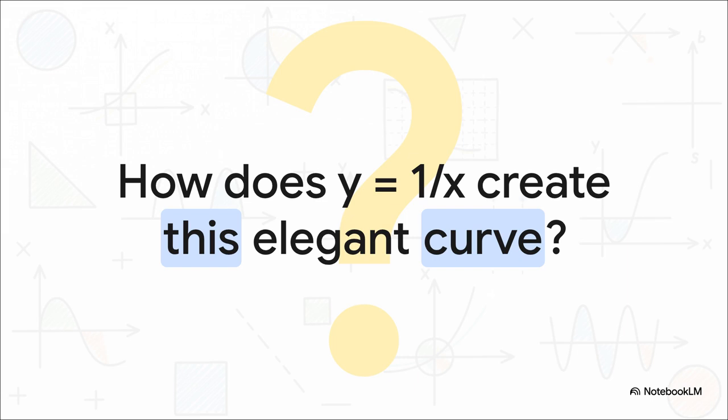It's a graph called a hyperbola. And what's really cool is how these two curves get closer and closer to the axes, like infinitely close, but they never actually touch them. So the big question is, how does all of that complex behavior come from something as simple as y equals 1 over x? Let's break it down.